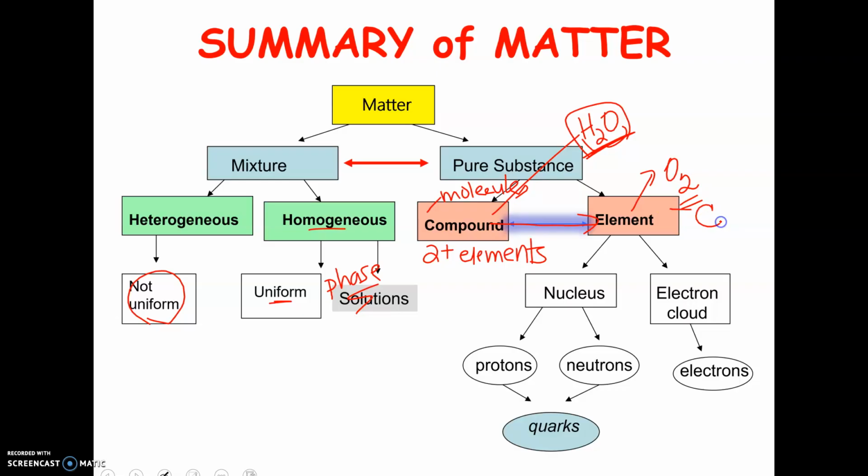Some elements are found just as single elements. Some are found as molecules. So they could be individual atoms or molecules. Compounds are always composed of molecules, since it's two or more elements combined. And that wraps up our chapter on matter.